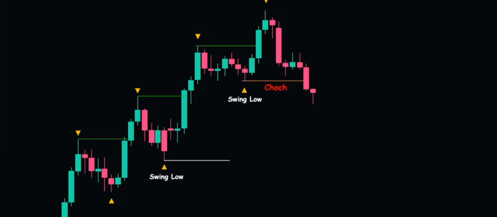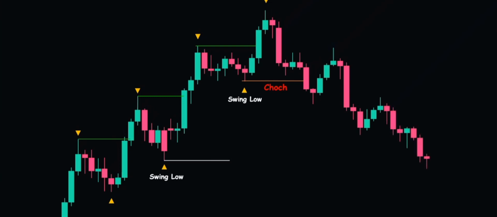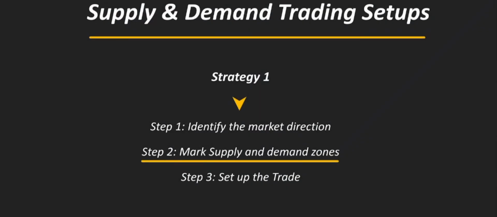However, if price breaks and closes below the protected low, we get a change of character. This means buyers failed to hold the structure and sellers are gaining control, indicating a potential reversal. After this, we can start looking for fresh supply zones and prepare for short trades. Step 2 is to identify supply and demand zones based on the rules we discussed earlier in the video.